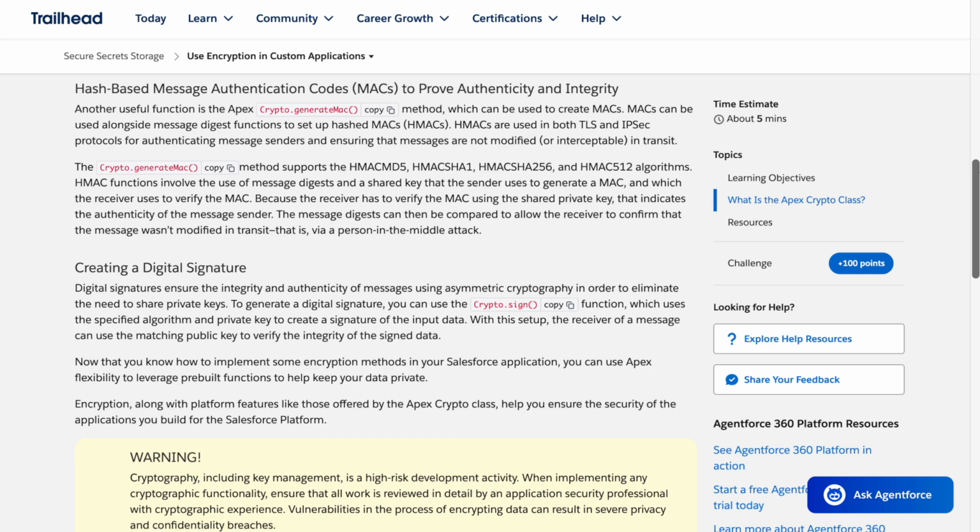HMAC functions involve the use of message digests and a shared key that the sender uses to generate a MAC and which the receiver uses to verify the MAC. Because the receiver has to verify the MAC using the shared private key, that indicates the authenticity of the message sender. The message digests can then be compared to allow the receiver to confirm that the message wasn't modified in transit, that is, via a person-in-the-middle attack.